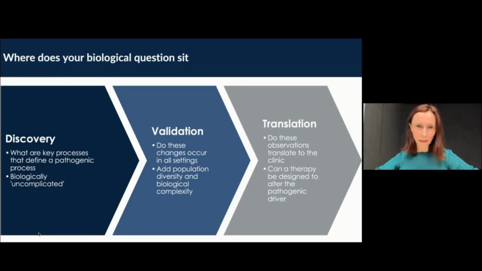Lastly, in my translation silo, here I'm asking questions about whether these discovery targets that I've been looking for and then gone on to validate with biological complexity actually translate to a clinical setting. Obviously, there's a lot of diversity in our clinical cohorts, in our clinical patients who might be presenting with cardiovascular disease. And I'll talk to one of those examples in an example of my own. But here, we really want our translation to be able to design a therapy that's going to alter that pathogenic driver. So here, we're really taking it all the way. And you can see how even though I've siloed them, they do follow from one to the next to the third.